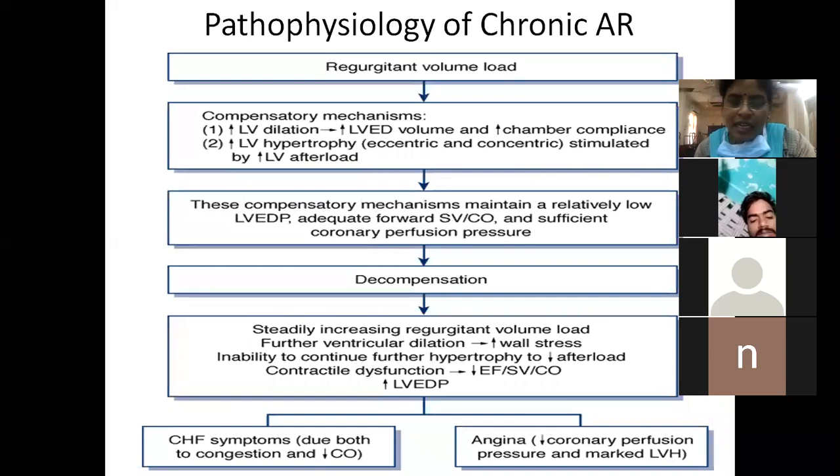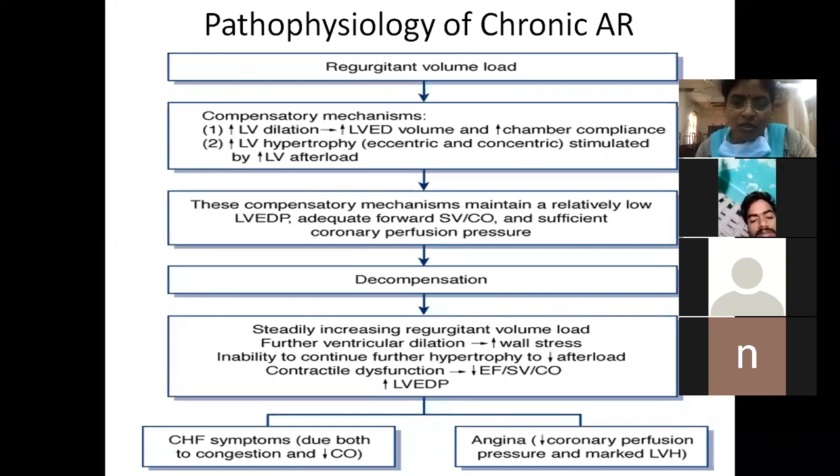Whenever there is a steady increase in the regurgitant volume, that leads to increased ventricular dilatation. So there is stress over the left ventricular wall or myocardium. After that, the left ventricle is unable to hypertrophy, or fails to hypertrophy, to maintain those pressures.